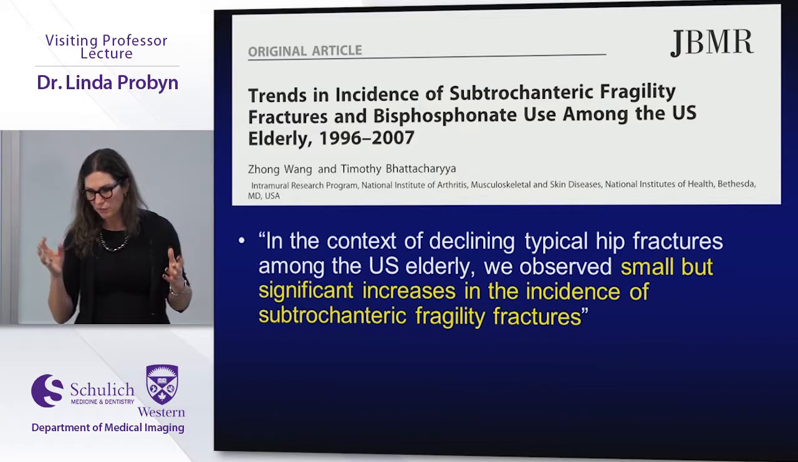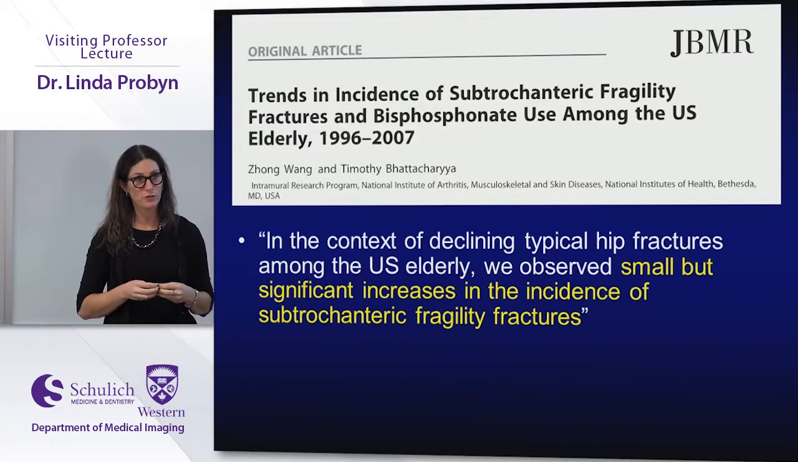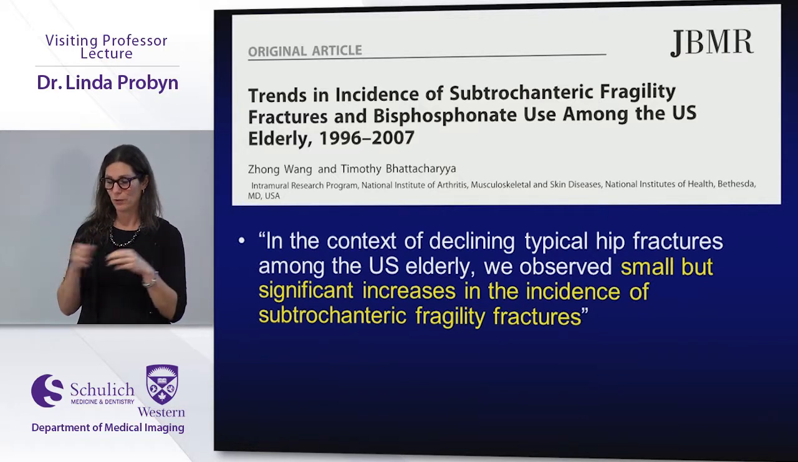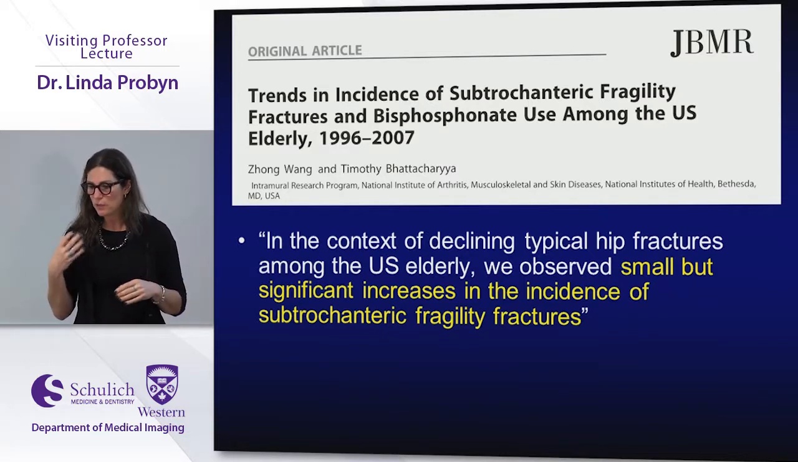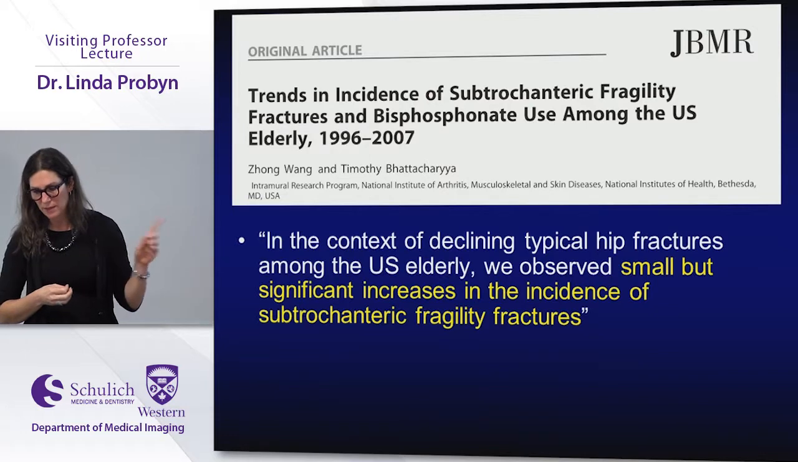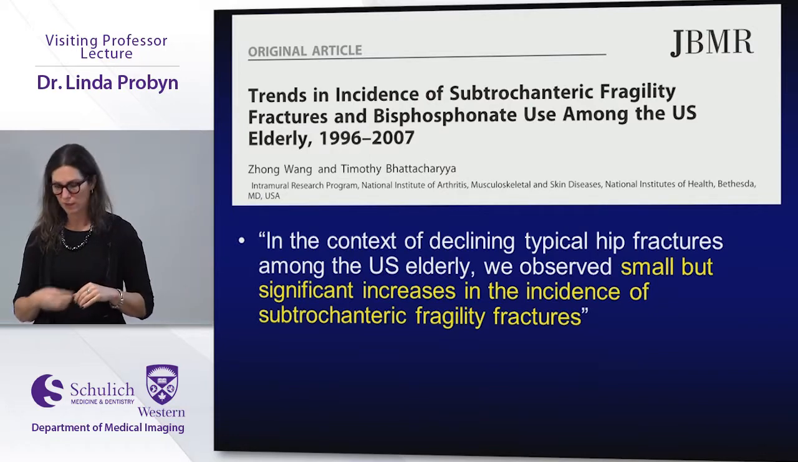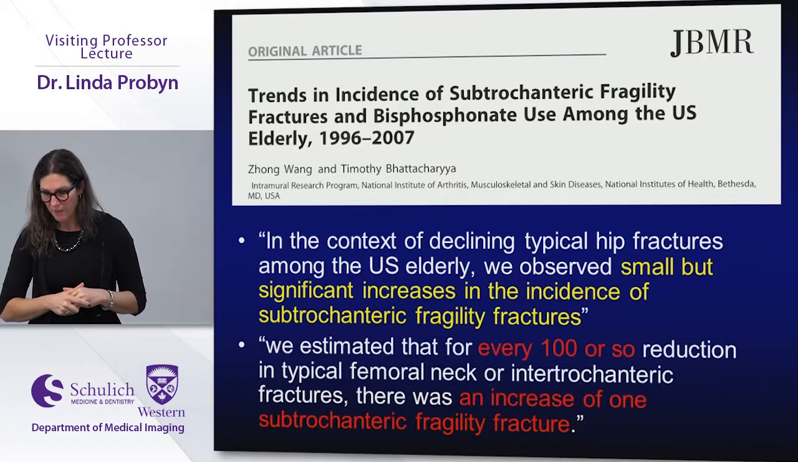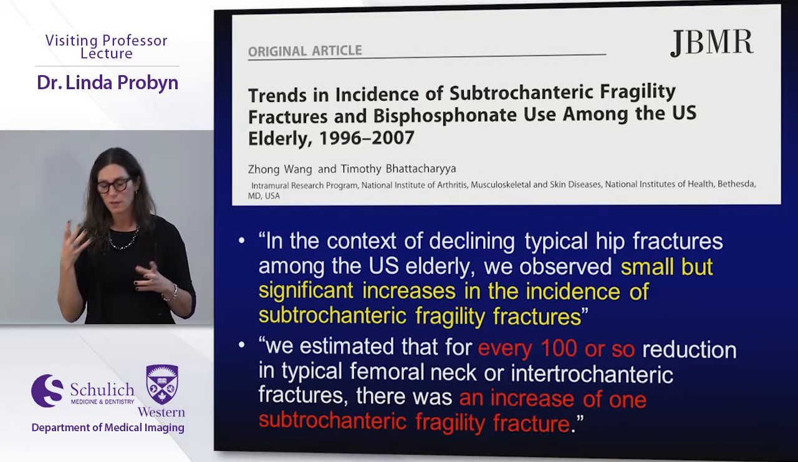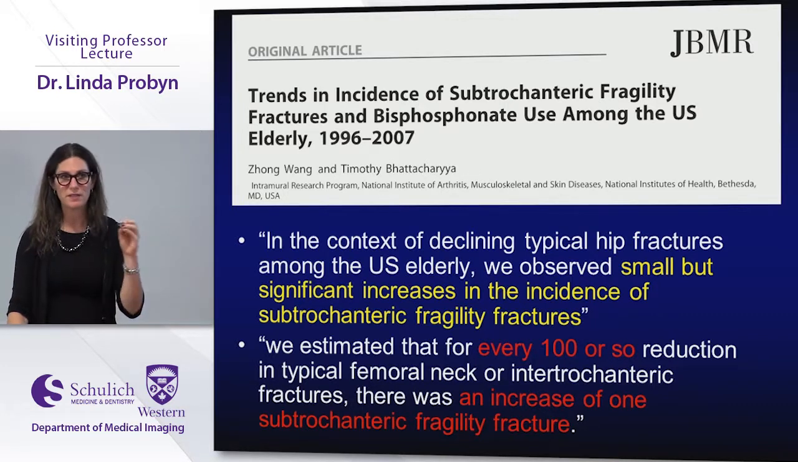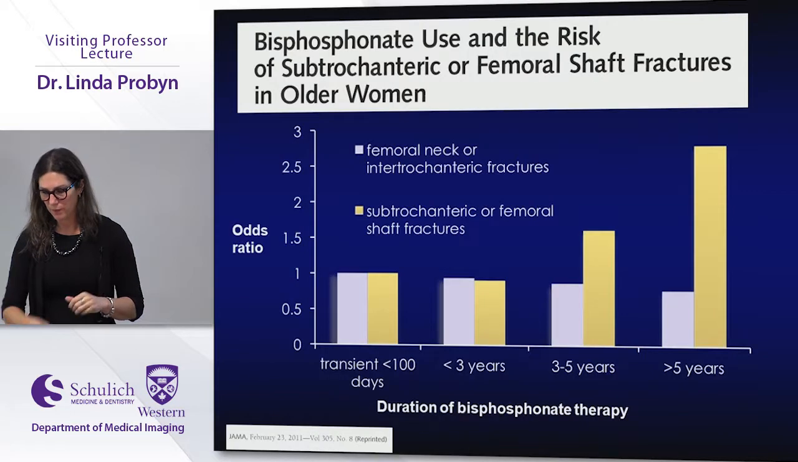And so in the context of declining typical hip fractures, so those ones were getting better, the good news, the typical ones were getting less amongst the US elderly, they observed a small but significant increase in incidence of subtrochanteric fragility fractures. So they estimated that for every 100 or so reduction in typical femoral fractures, there was an increase in 1 subtrochanteric fragility fracture. So doing good things, but at the same time, there is this risk.